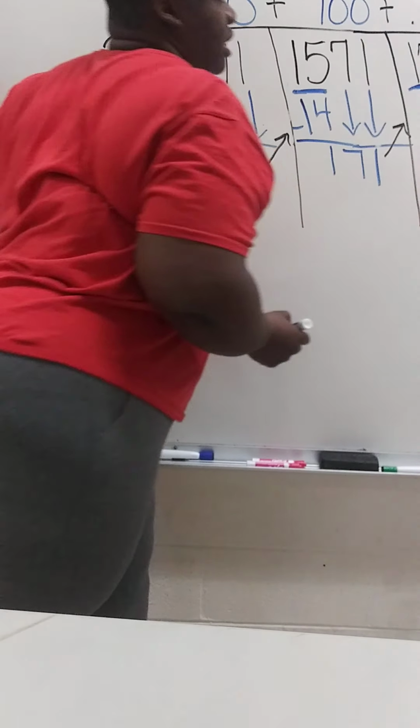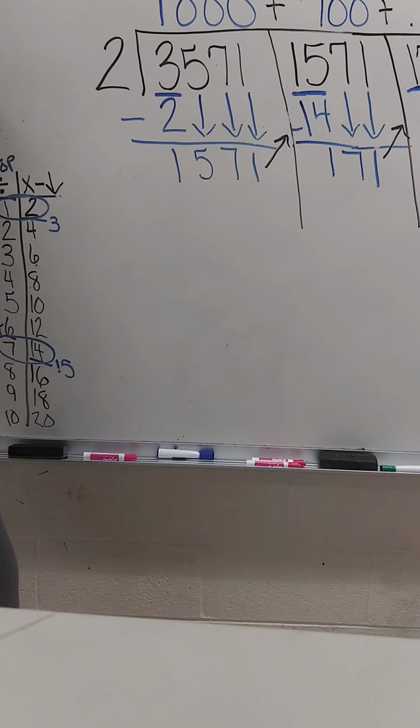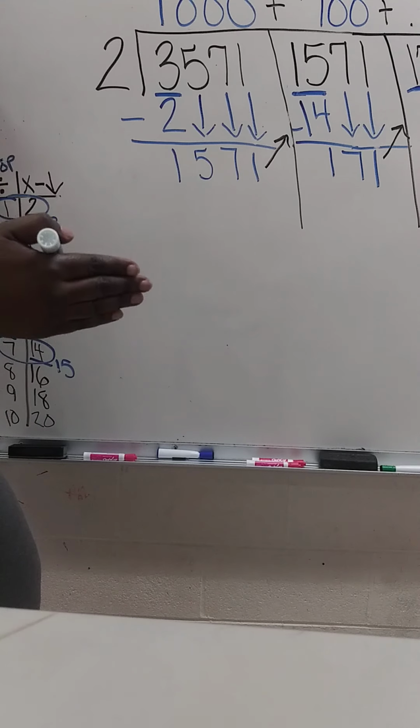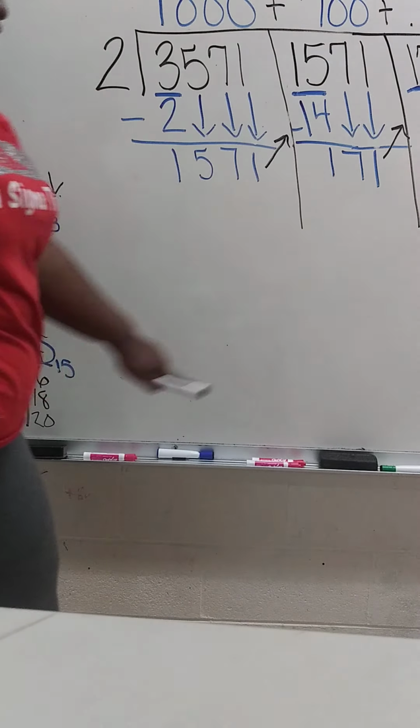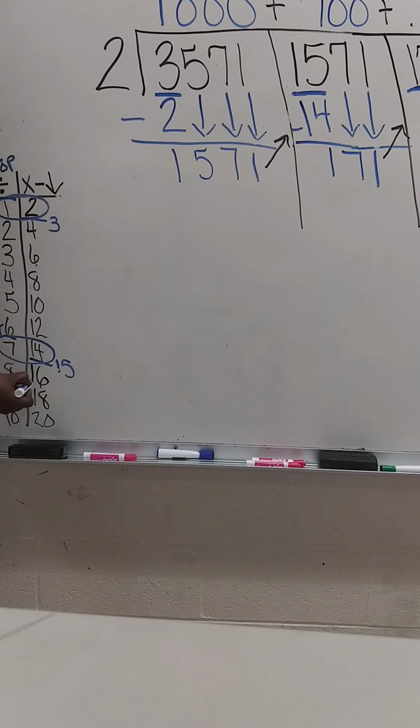Can you use 17, yes or no? Yes. Why? Because 17 is greater than 2. So we are looking for 17 in our T-chart. 17 is in between 16 and 18. So we're going to circle the smaller set, 8 and 16. The 8 will always go on top, and we're going to work our way through divide, multiply, subtract, bring down.